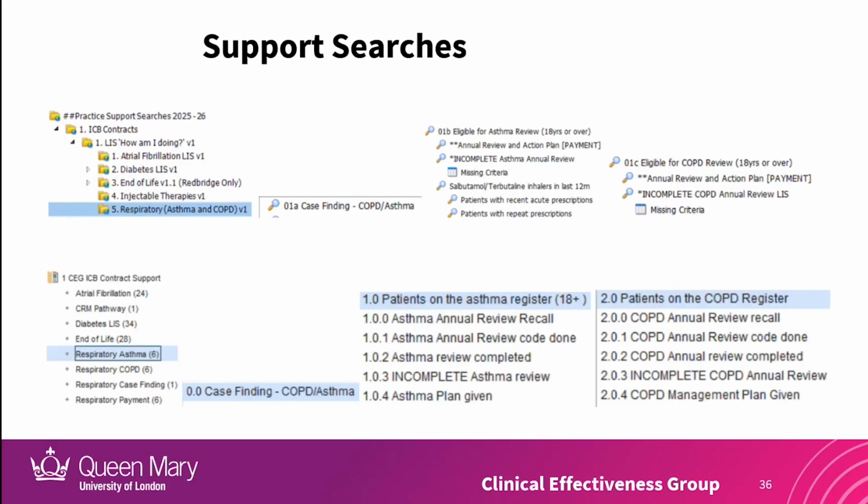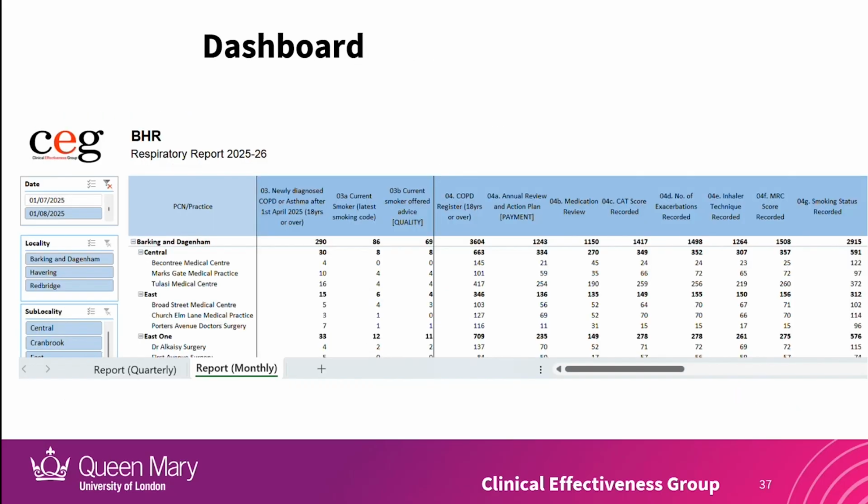And then here you have your support searches. You'll see clearly you have case finding searches, and then you also have your asthma review and action plan payment ones and your incomplete searches there as well. And that's both EMIS and System 1.